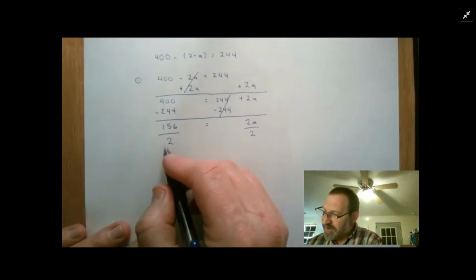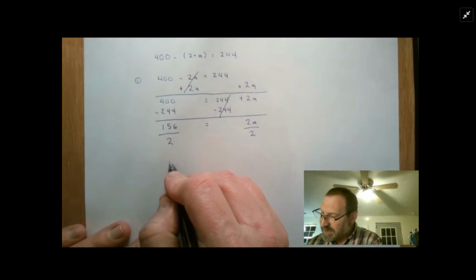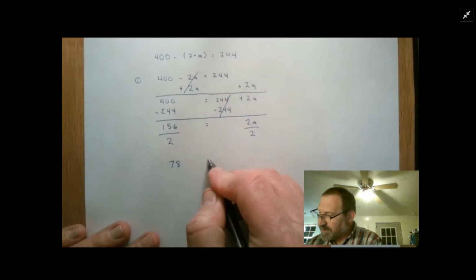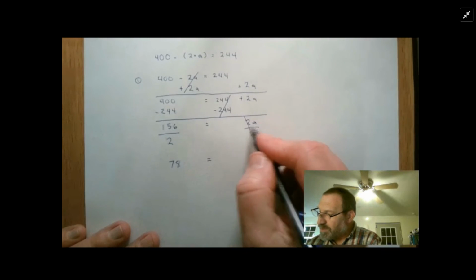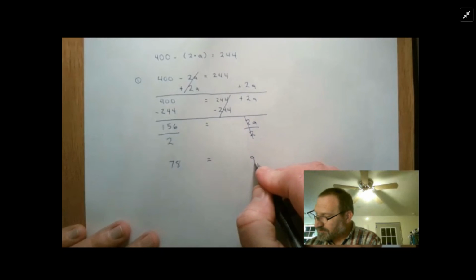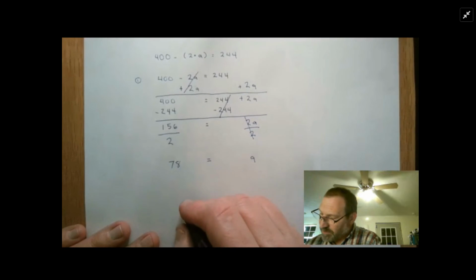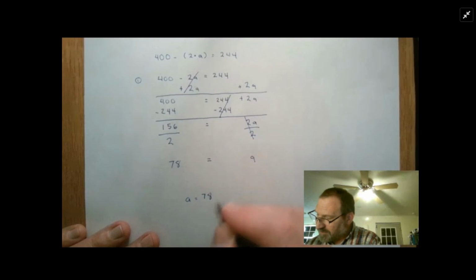156 divided by 2 is 78, equals 2 divided by 2 is 1. 1 times a is simply a. So in the end, we're left with a equals 78.